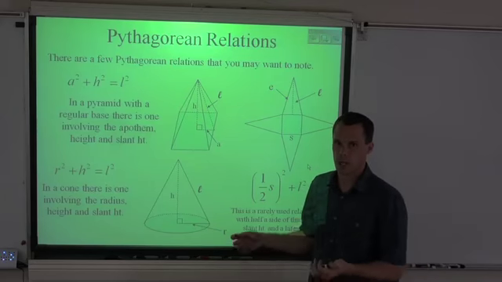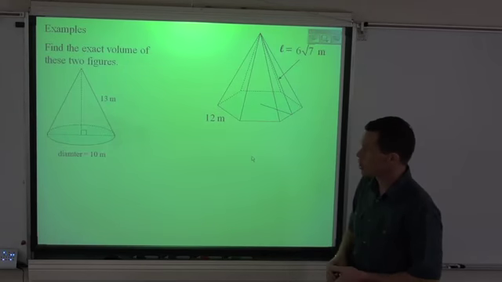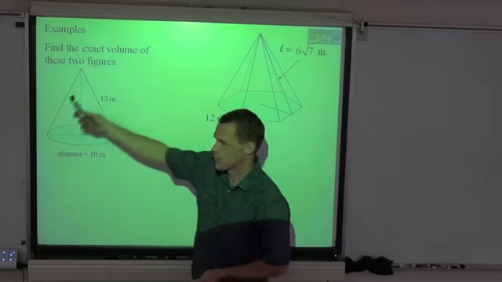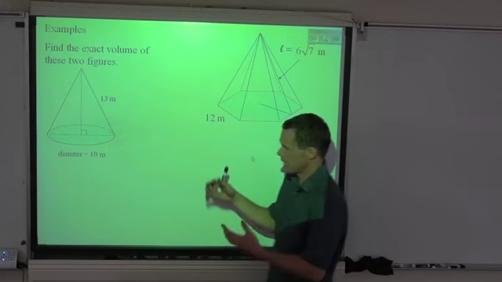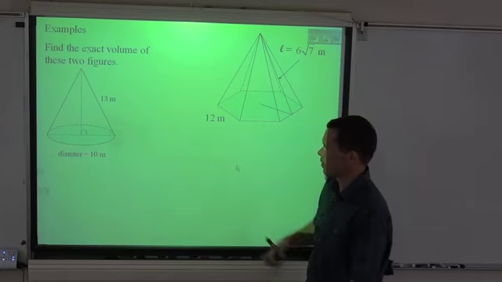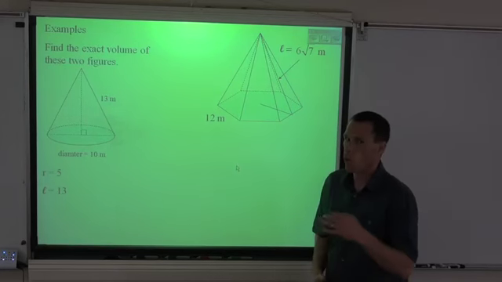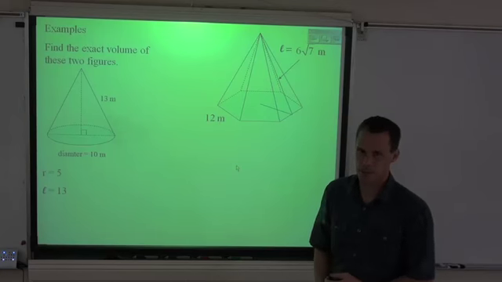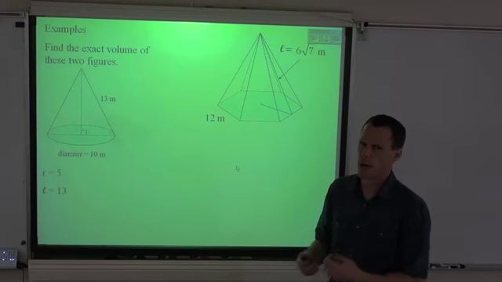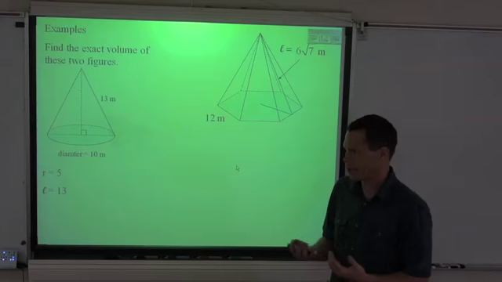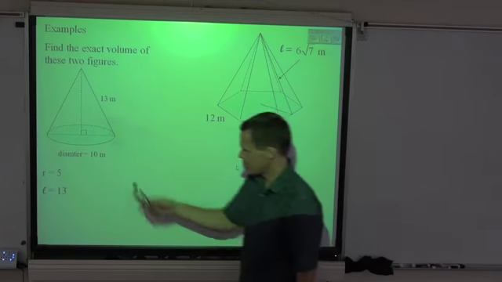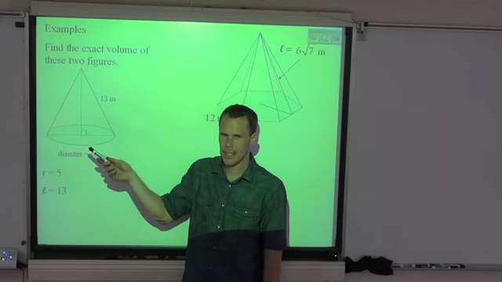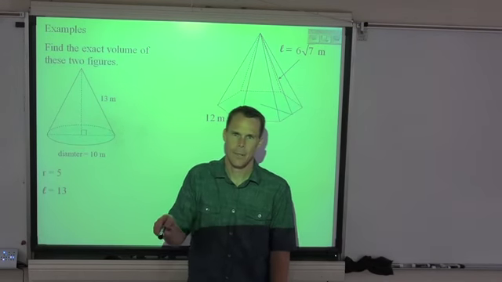Let's take a look at a couple quick examples and be done. Let's find the exact volume of these two figures here. I have a cone. And the first thing is, what is the volume formula? Well, the volume formula for this is 1/3 pi r squared times height. Right away we should think of something. Wait a minute, I don't know what the height is. I know that the radius is 5 and the slant height is 13. I don't know the height.